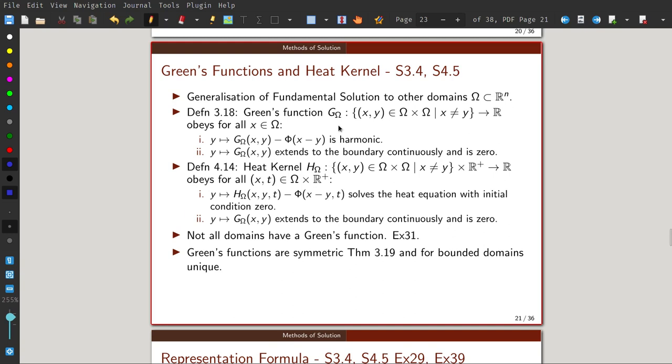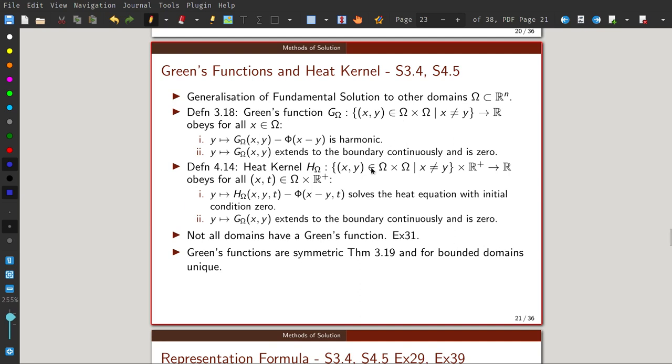So for a Green's function, it's a function of two variables, and the variables are not allowed to be equal to each other. And we have two properties. First, G minus the fundamental solution of x minus y is harmonic. In both cases you should think of this property as holding for fixed x. So choose one x and then consider it as a function in y. The function in y is harmonic, and the Green's function as a function of y is 0 on the boundary, so for y in the boundary of omega.